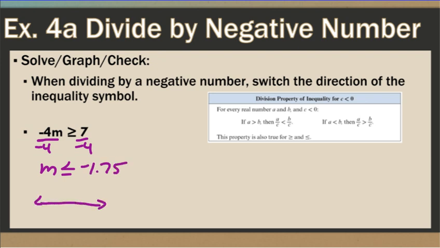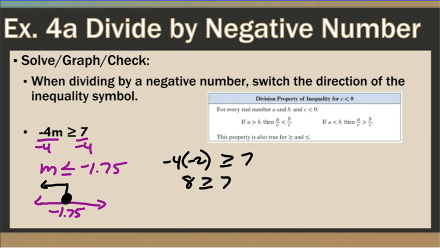Number line, negative 1.75. Have a filled in circle. Less than means it goes to the left. So picking a number less than negative 1.75, choose negative 2. So negative 4 times negative 2 has to be greater than or equal to 7. Negative 4 times negative 2 is 8. 8 is greater than or equal to 7.